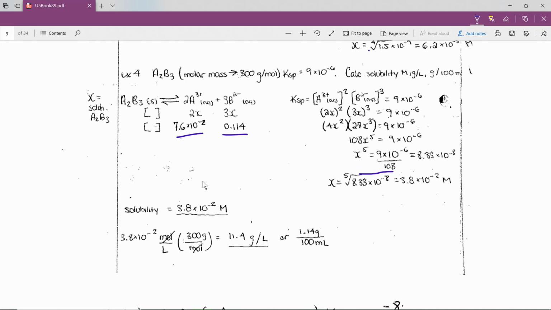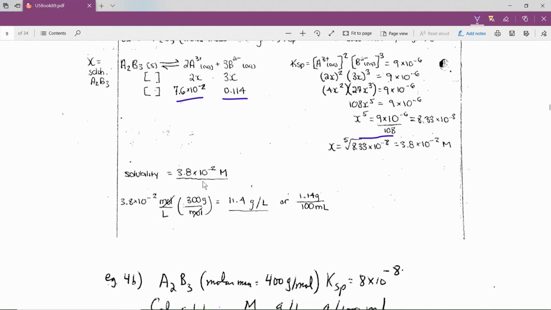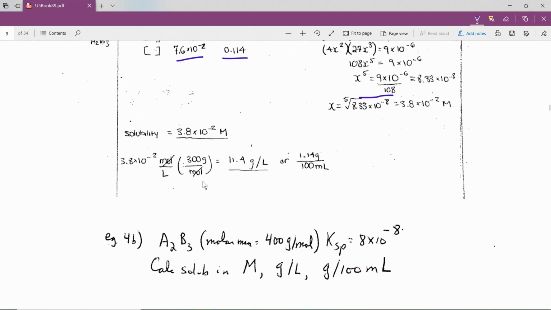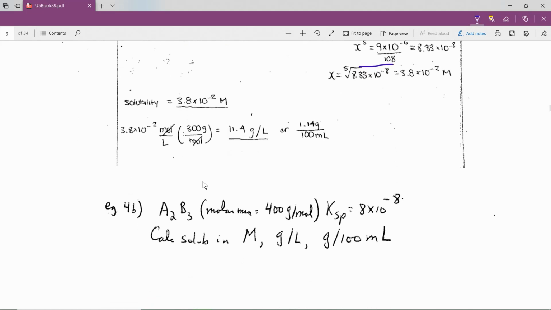And then to get the grams per liter, I just multiply by the molar mass, which was given as 300 grams per mole, and I get 11.4 grams per liter. And if I want it in 100 mL, well, that's going to be a tenth as much of the grams. So instead of 11.4, 1.14.